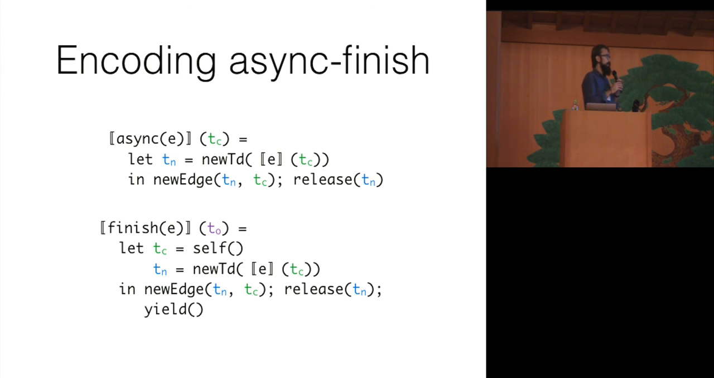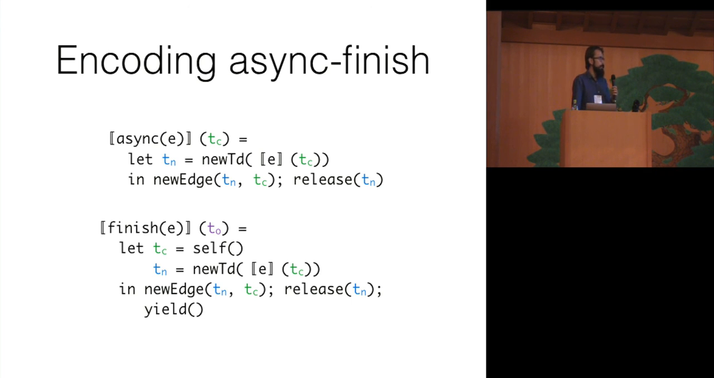In the finish case, the argument is in purple because it's not really used. What we are going to do is introduce the vertex that is currently running as a new finish block. We do this by using self to establish ourselves as the sync, as the finish block that will pass to the translation of the body of the finish.